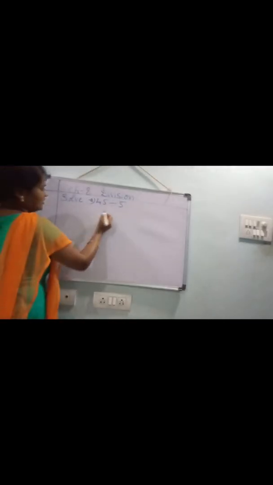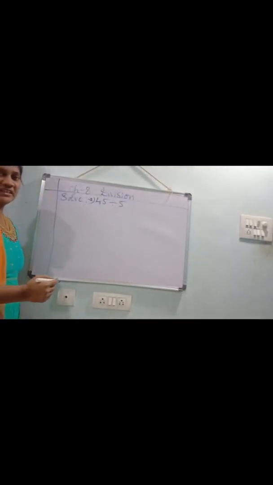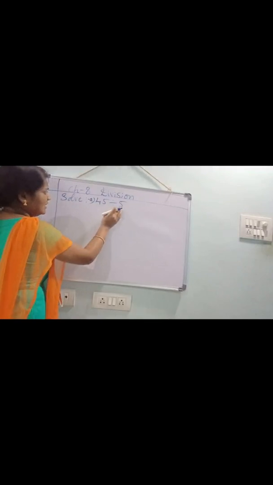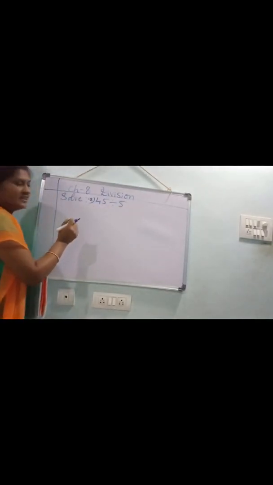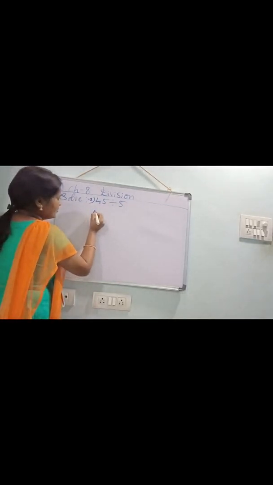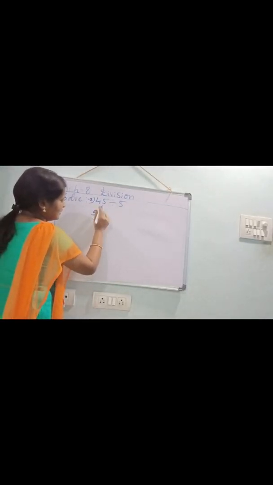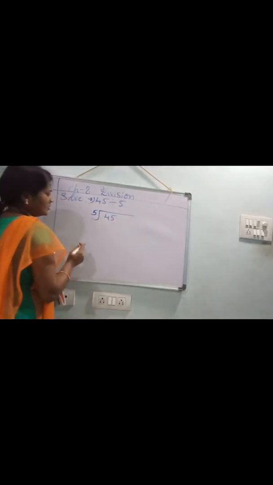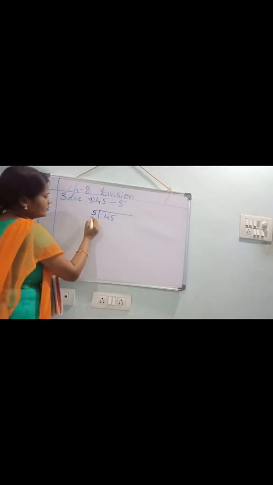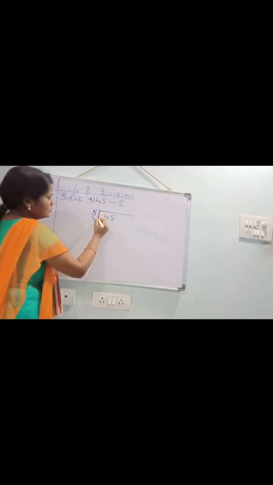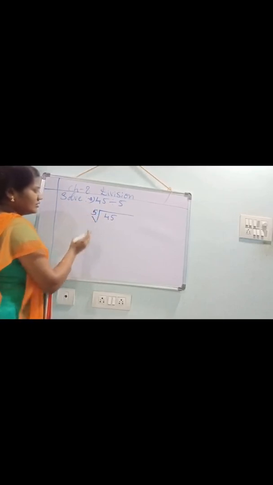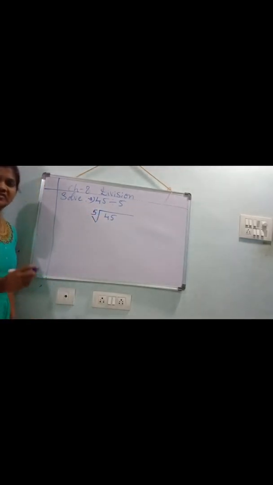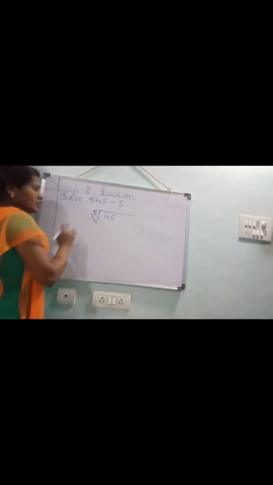Which one is the divisor? Which one is the dividend here? 5 is the divisor. 45 is the dividend. Now what do you have to do? You should see whether this number will divide into the 5 table or not.